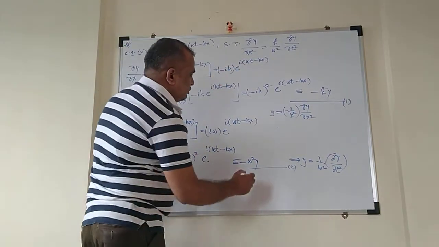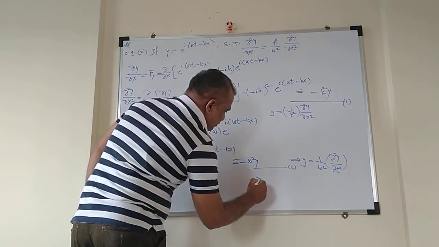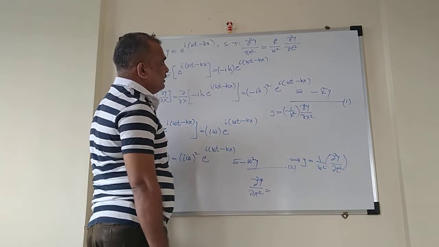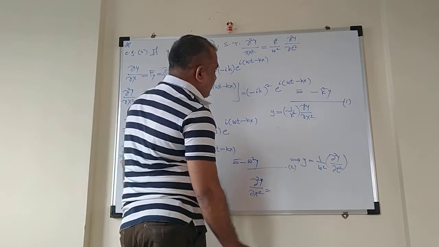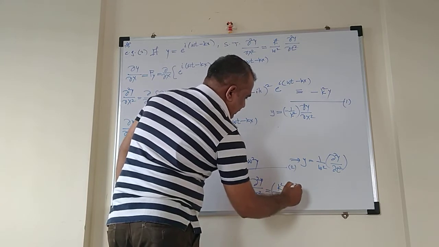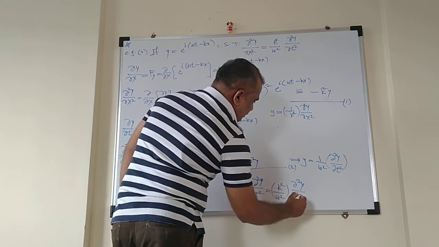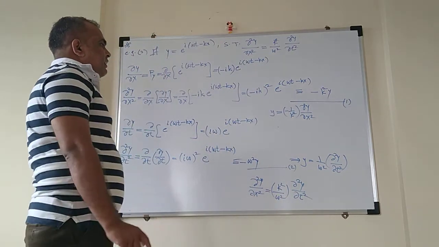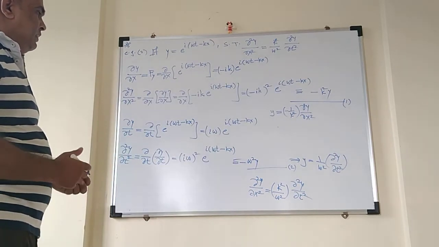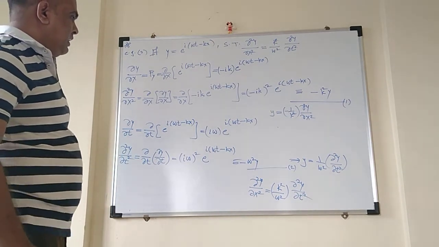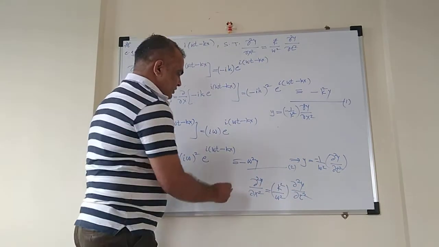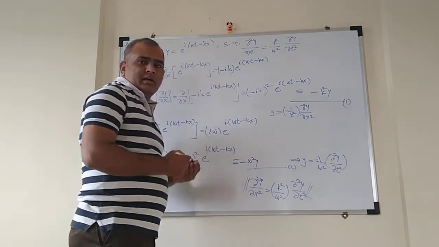you will get dou 2y by dou x square is equal to k square by omega square into dou 2y by dou t square. Isn't it? So this is the answer for your problem. Here is a minus, and both minus minus will give plus, and this is the solution of your problem.